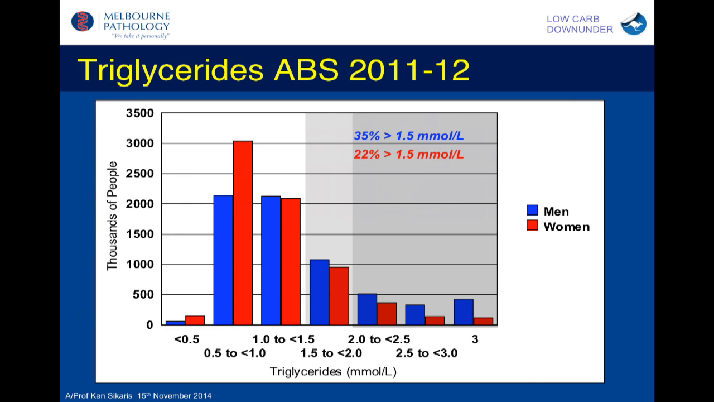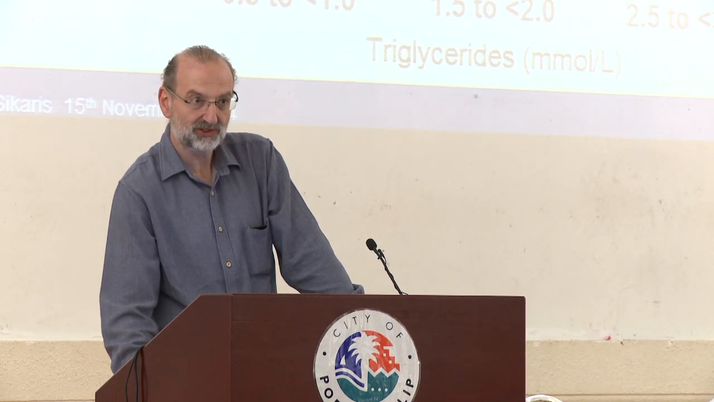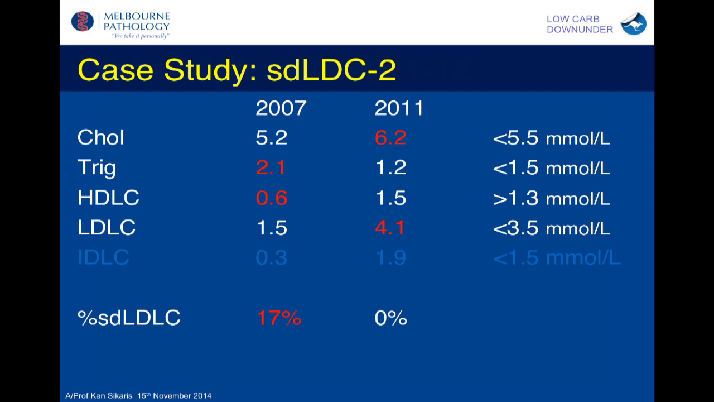Now even I do not know how to interpret, but their IDL hasn't changed because nobody's interested in IDL yet. So triglycerides over 1.5, that's 35% of men in Australia in the last survey and 22% of women. 35% of men in Australia have small dense LDL in their blood and it's ending up in blood vessels and causing atheroma. That's what the problem is.